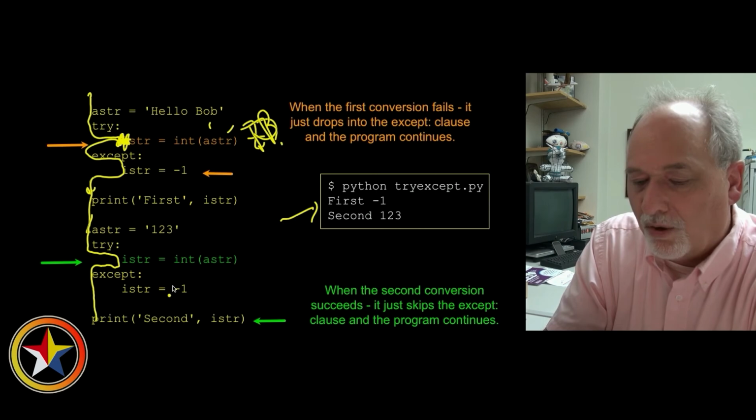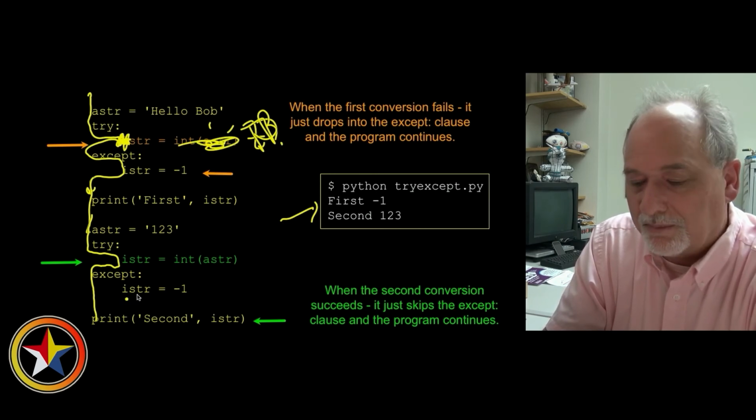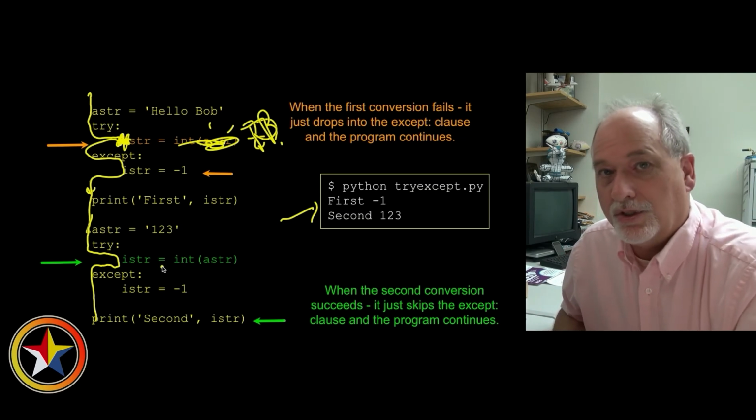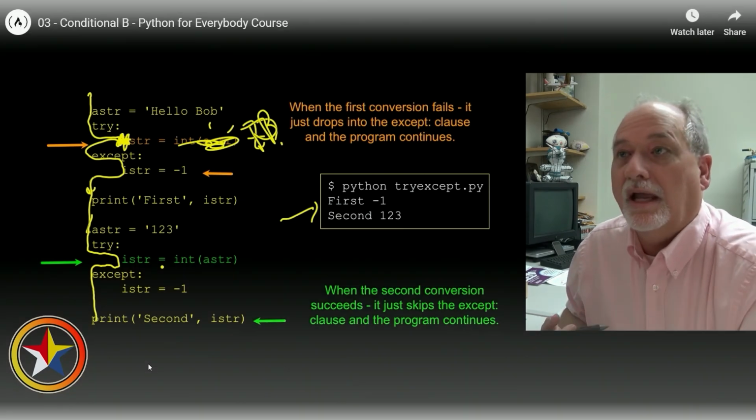So the except block is only triggered when something goes wrong in the code. It is ignored if something doesn't go wrong. So it's like you bought an insurance policy on this line of code, and when things go wrong, your except block springs into action and does whatever.